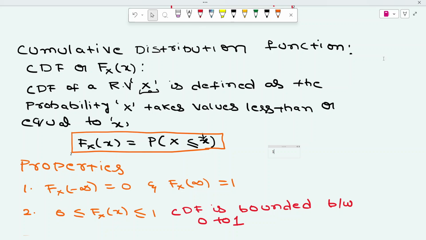Hello friends. So in this video we will see what is CDF. CDF is nothing but cumulative distribution function. It is denoted with Fx(x).